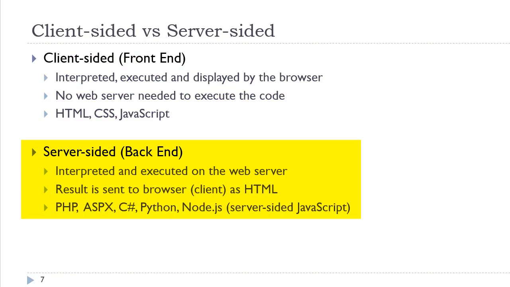The server, on the other hand, which is commonly referred to as the back end, a server language needs to be interpreted and executed on the web server, and the result would be sent back down to the browser as HTML. Some examples of server-sided languages or technologies: PHP, ASPX, C#, Python, and again, we do have server-sided JavaScript, which is Node.js. We will not be covering server-sided JavaScript in this class.